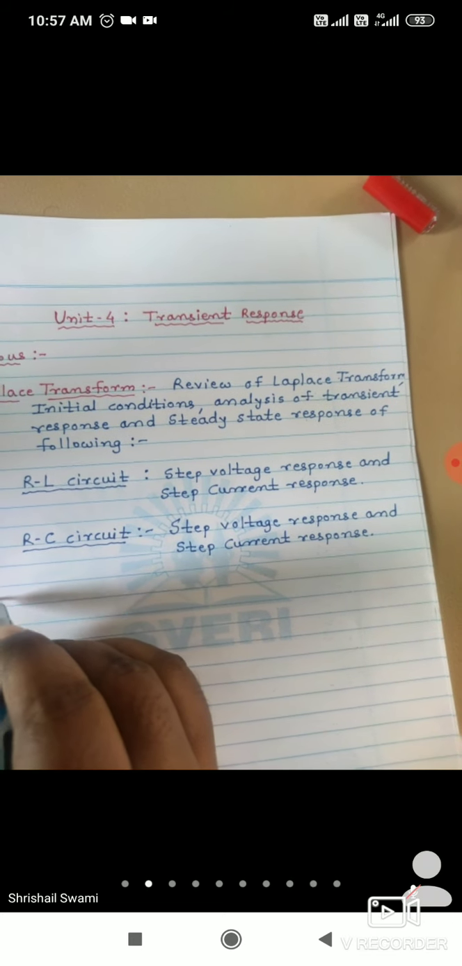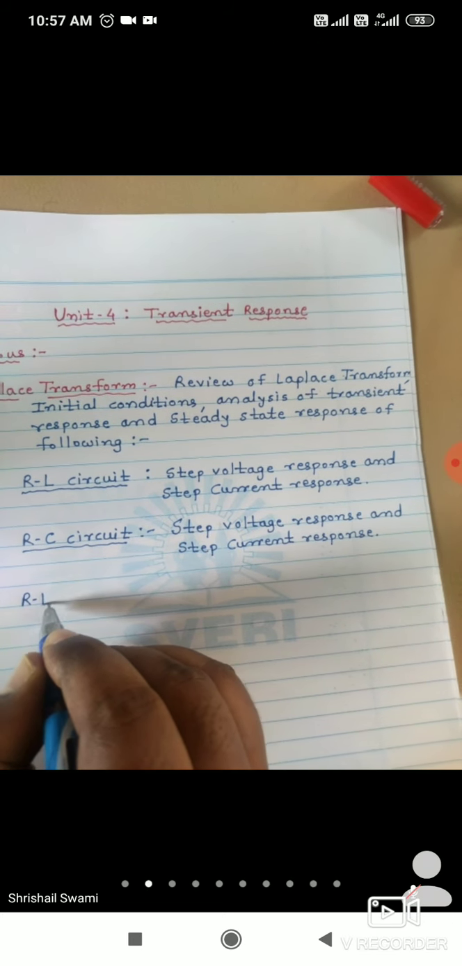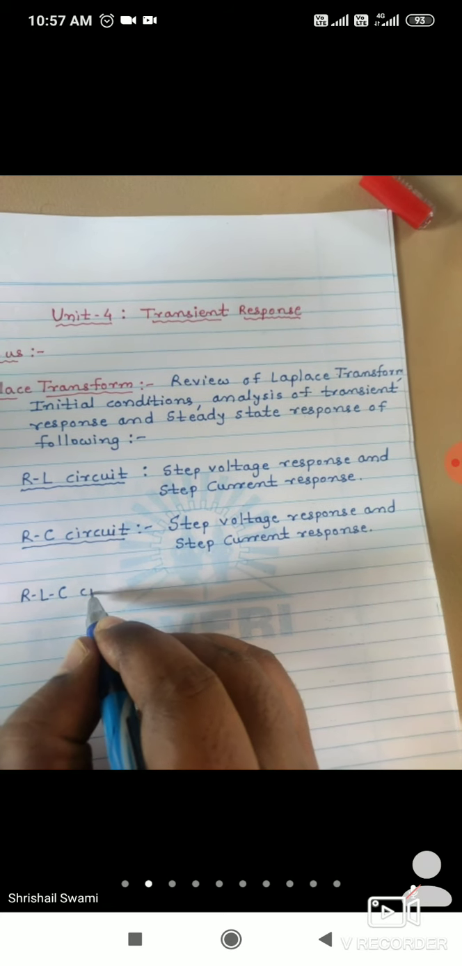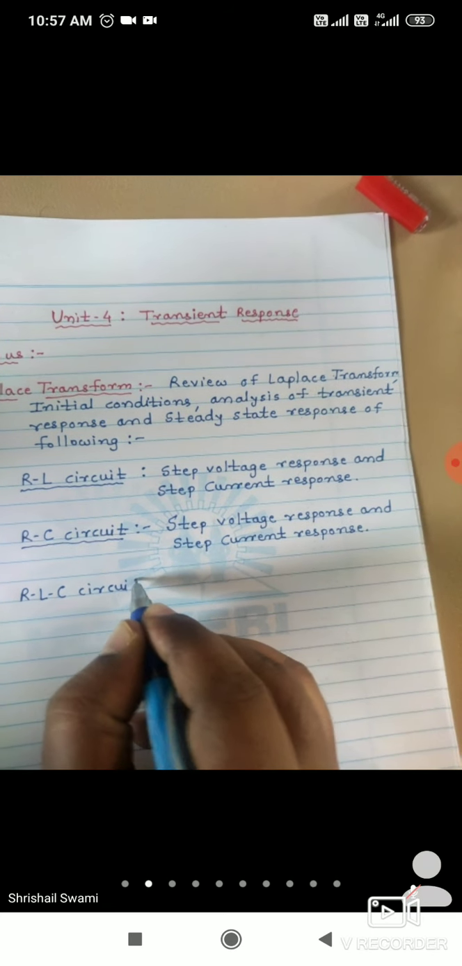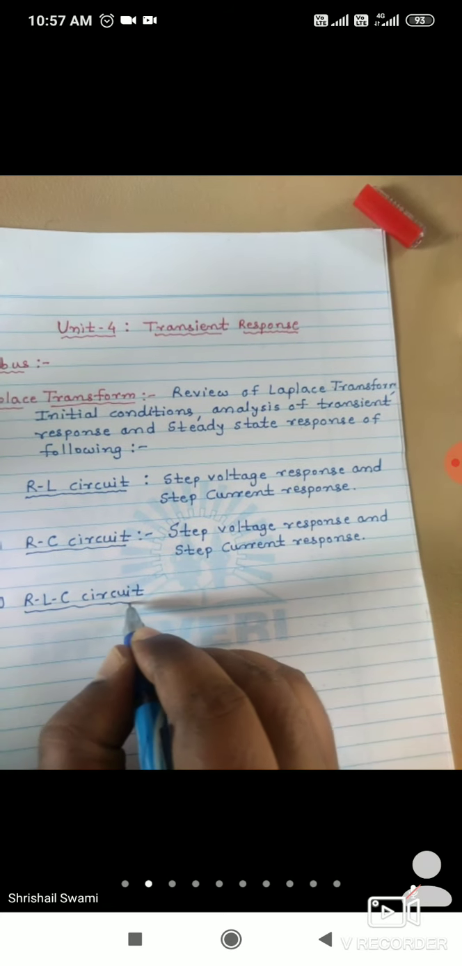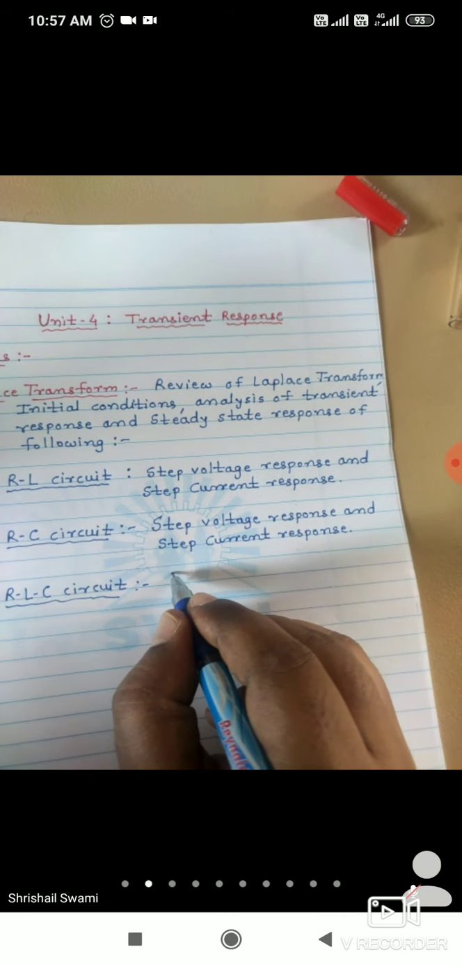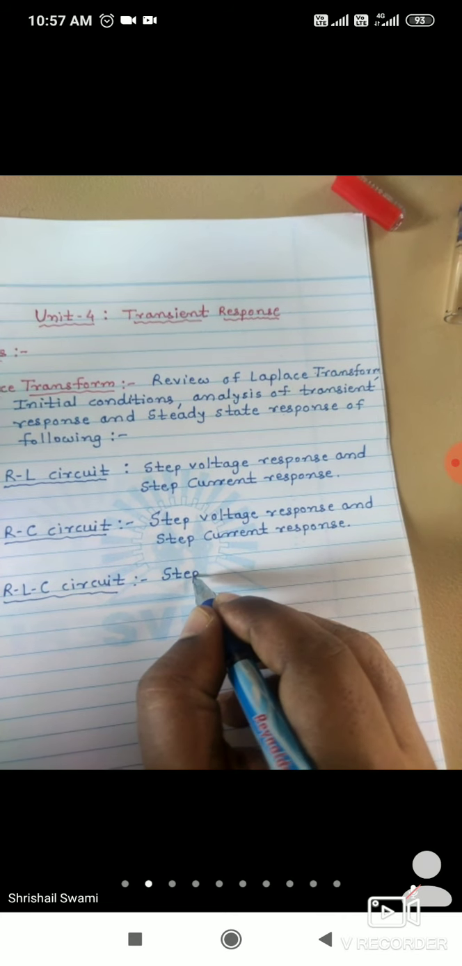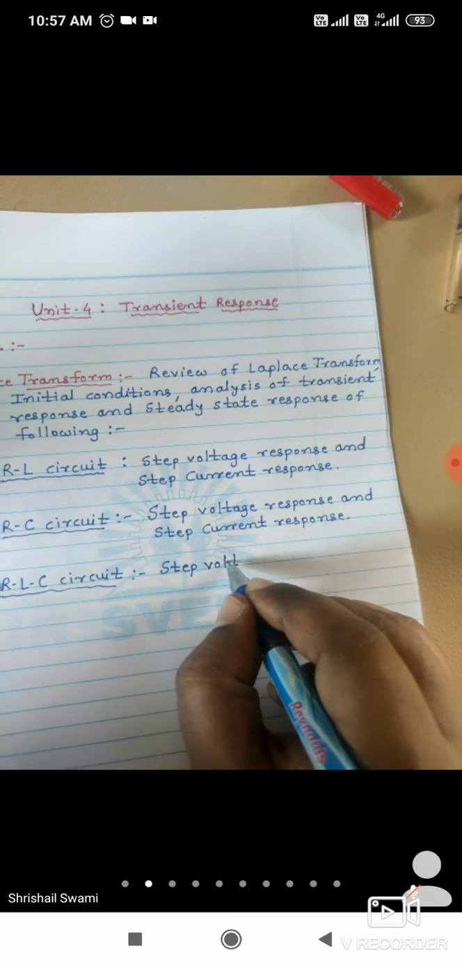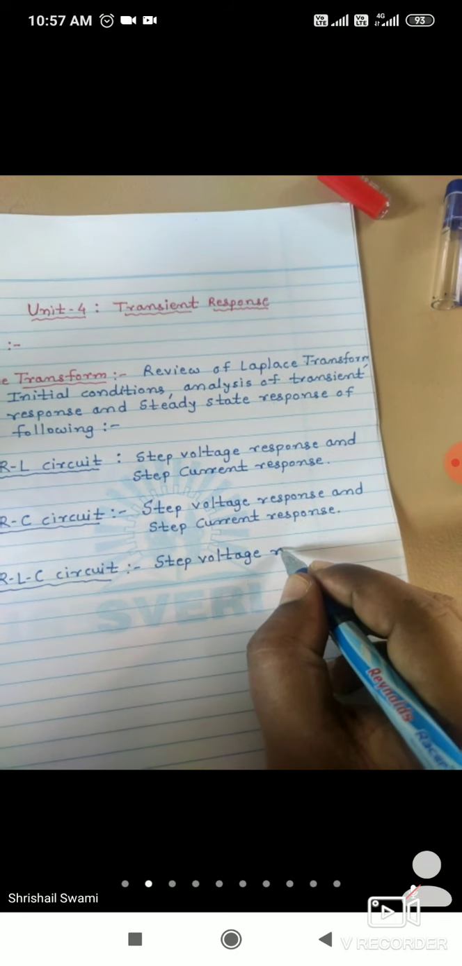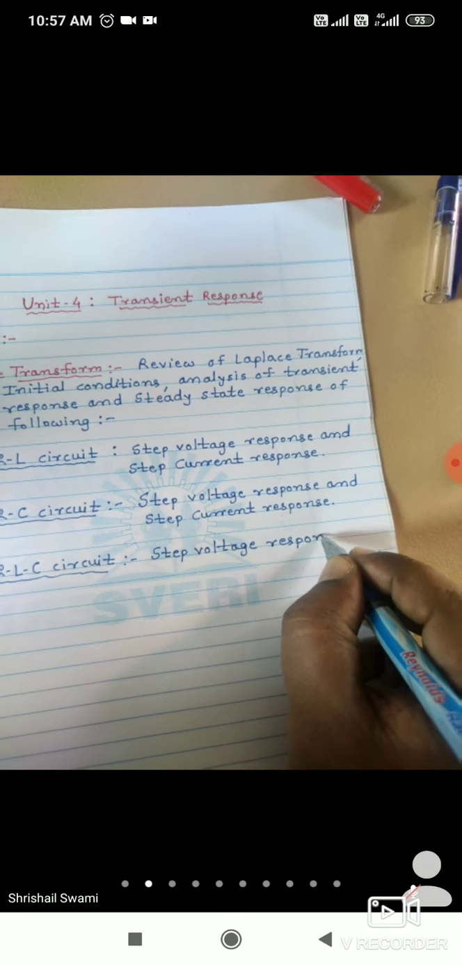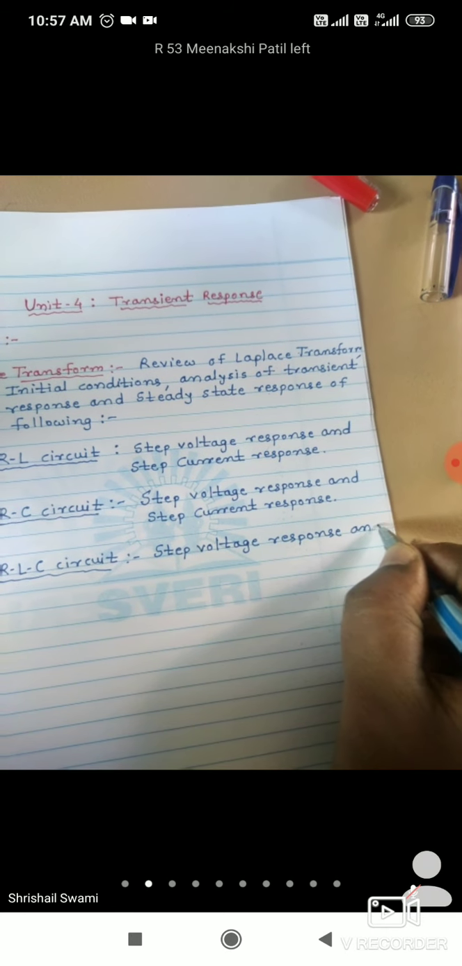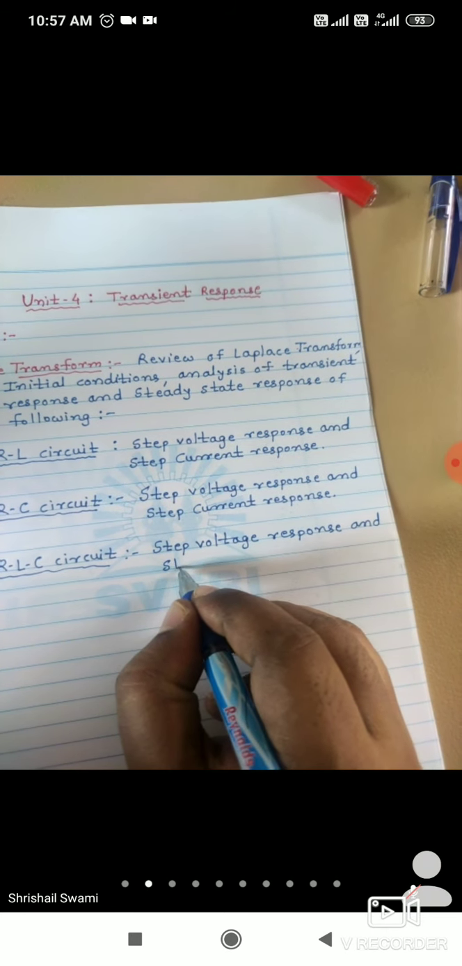Now the third one is RLC, in which resistor, inductor and capacitor are all present. So that is the third type of circuit, the RLC circuit. Again, we are learning here the step voltage response and step current response.